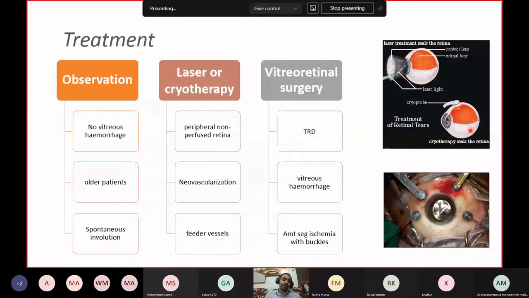If we move to the treatment, do we need to treat all patients? No. Many patients, we observe them, especially if there is no vitreous hemorrhage and the patient is not young in age, because there may be a good chance of spontaneous involution. We tend to treat younger patients, especially if they have areas of peripheral non-perfused retina.